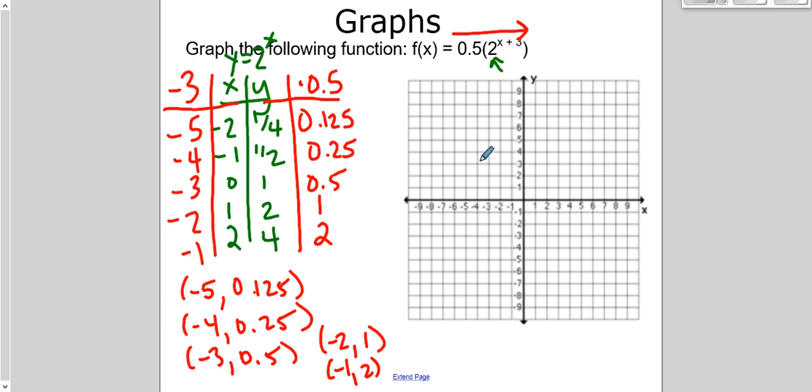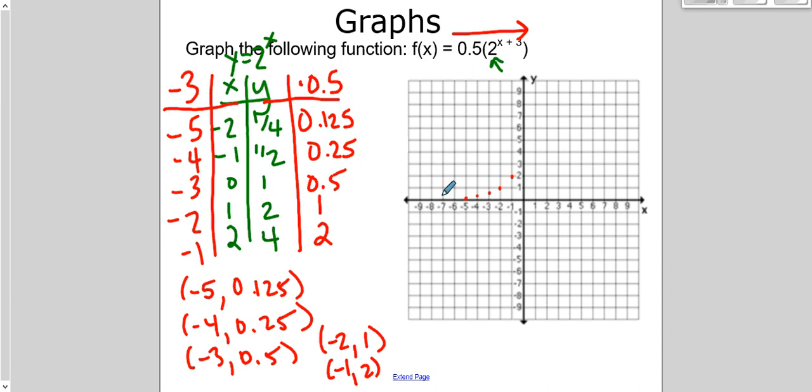All right, so let's plot these points. So -5 and 0.25 is about there, and -4 and 0.25 is about there. And -3 and 0.5 is about there. -2 and 1 is about there. And -1 and 2 is about there.